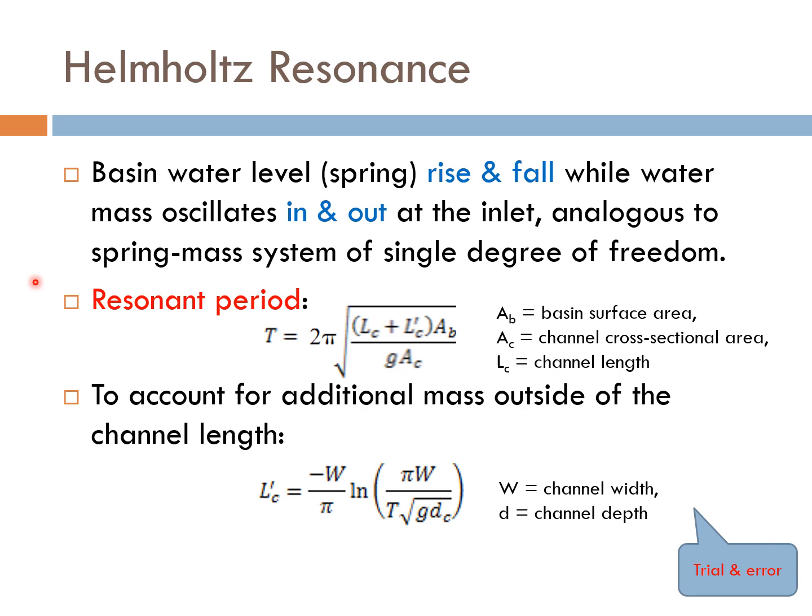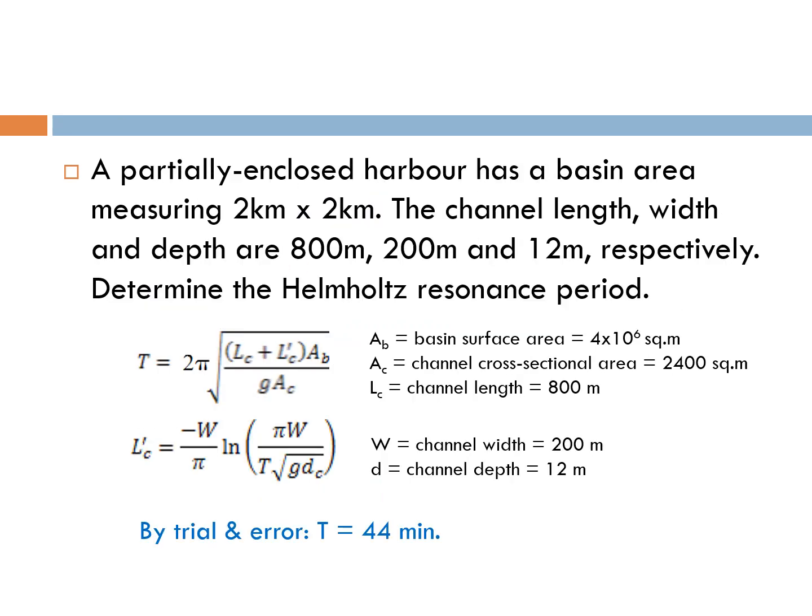But specifically for a partially enclosed basin in a coastal area, the resonance period can be given by this expression, whereby it depends on AB, which is the basin surface area, AC, which is the channel cross-section area, the neck, and then LC, which is the channel length, and LC prime, whereby LC prime is defined as the additional mass outside of the channel length, and is given by this expression, whereby it depends on the channel width W, the channel depth D, and it depends on T, which is the resonance period here. So these two equations are basically interrelated, and so they can only be solved by trial and error. We'll look at this example during our online discussion.